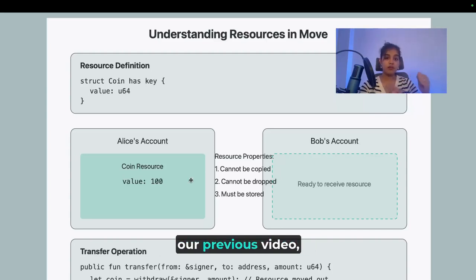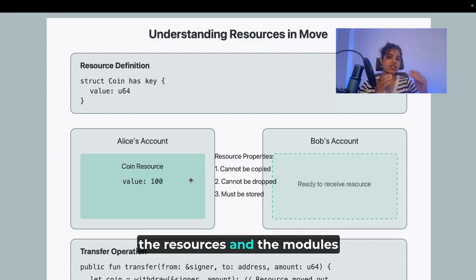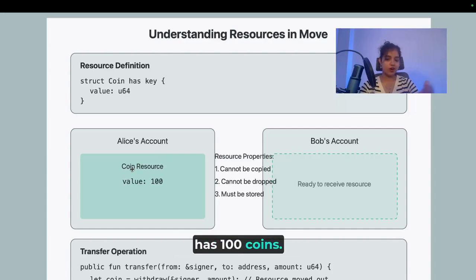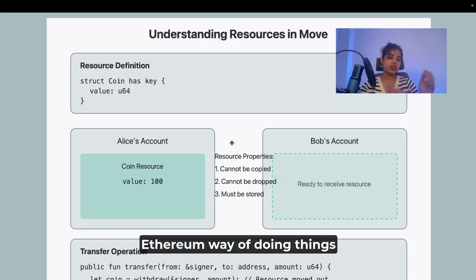Also referencing back to our previous video, I discussed that in Move language, in the global state, the resources and the modules are stored under the accounts. So if you see over here, the resources are actually stored under Alice's account. So Alice's account has a coin resource having a value of 100, meaning that Alice has 100 coins. Now if Alice wants to transfer these coins, then this entire resource will actually get transferred to Bob's account. It is quite different than the Ethereum way of doing things, where we will just be updating the balance across both the accounts.